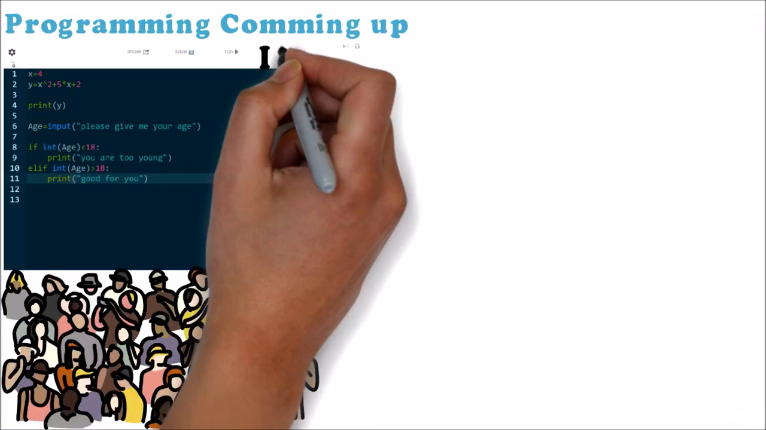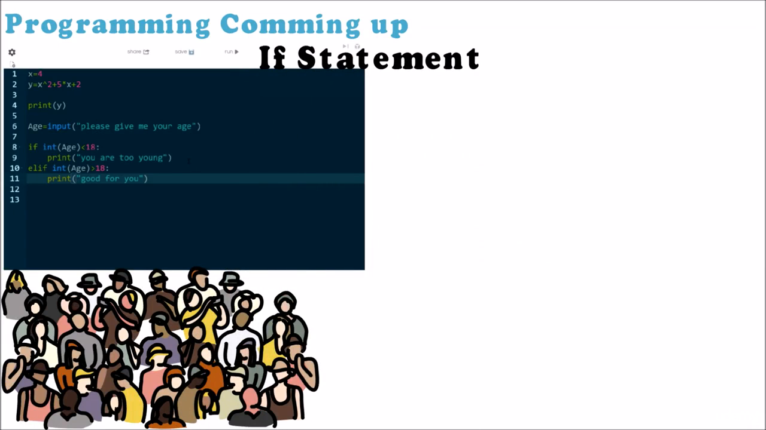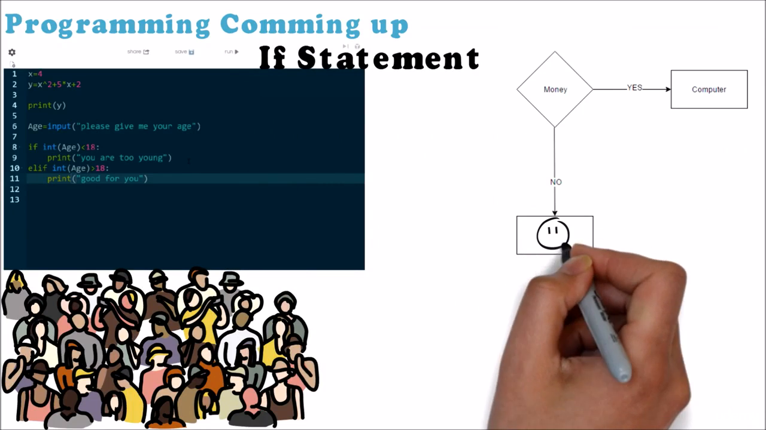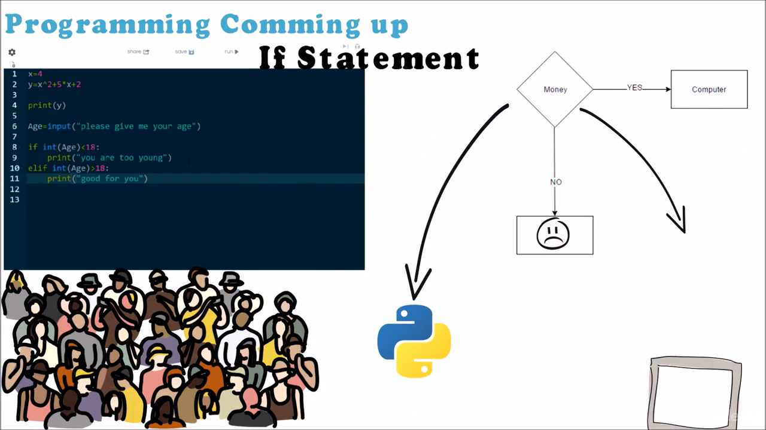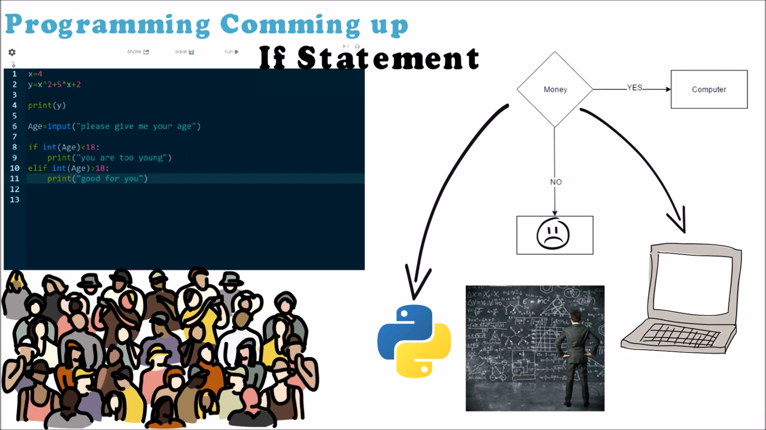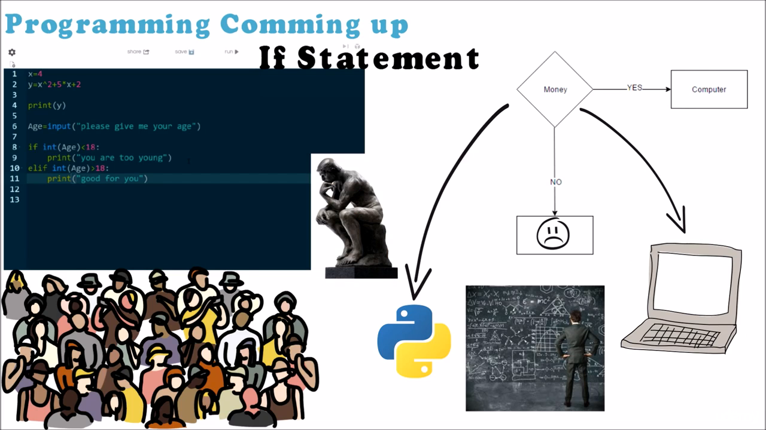Everyone has a practical sense of the if statement. For example, if we don't have money, we will not buy a computer. But how can we use this in Python and in programming in general in order to solve complex problems? And what is the philosophy behind this command line?